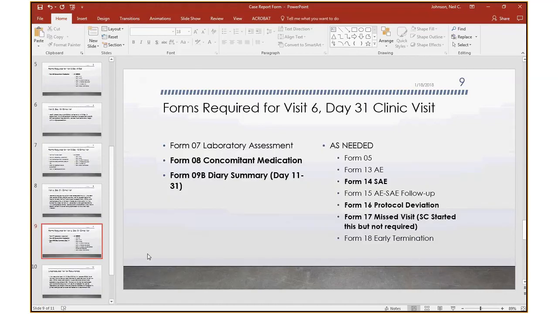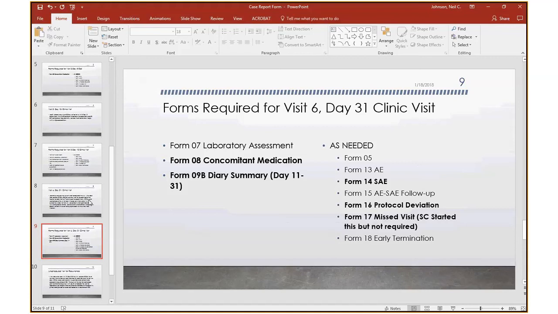Forms required for visit 6, day 31 clinic visit. Form 7, laboratory assessment. Form 8, concomitant medication. Form 9B, diary summary, days 11 through 31. And as needed forms, which will be, in this case, Form 14, severe adverse event, Form 16, protocol deviation, Form 17, missed visit. Now, just to show you, the site coordinator started this, but this is not required because Joe did come in and complete the visit, so it is not a missed visit. It's only a missed visit if the visit was unable to be completed even outside the window.